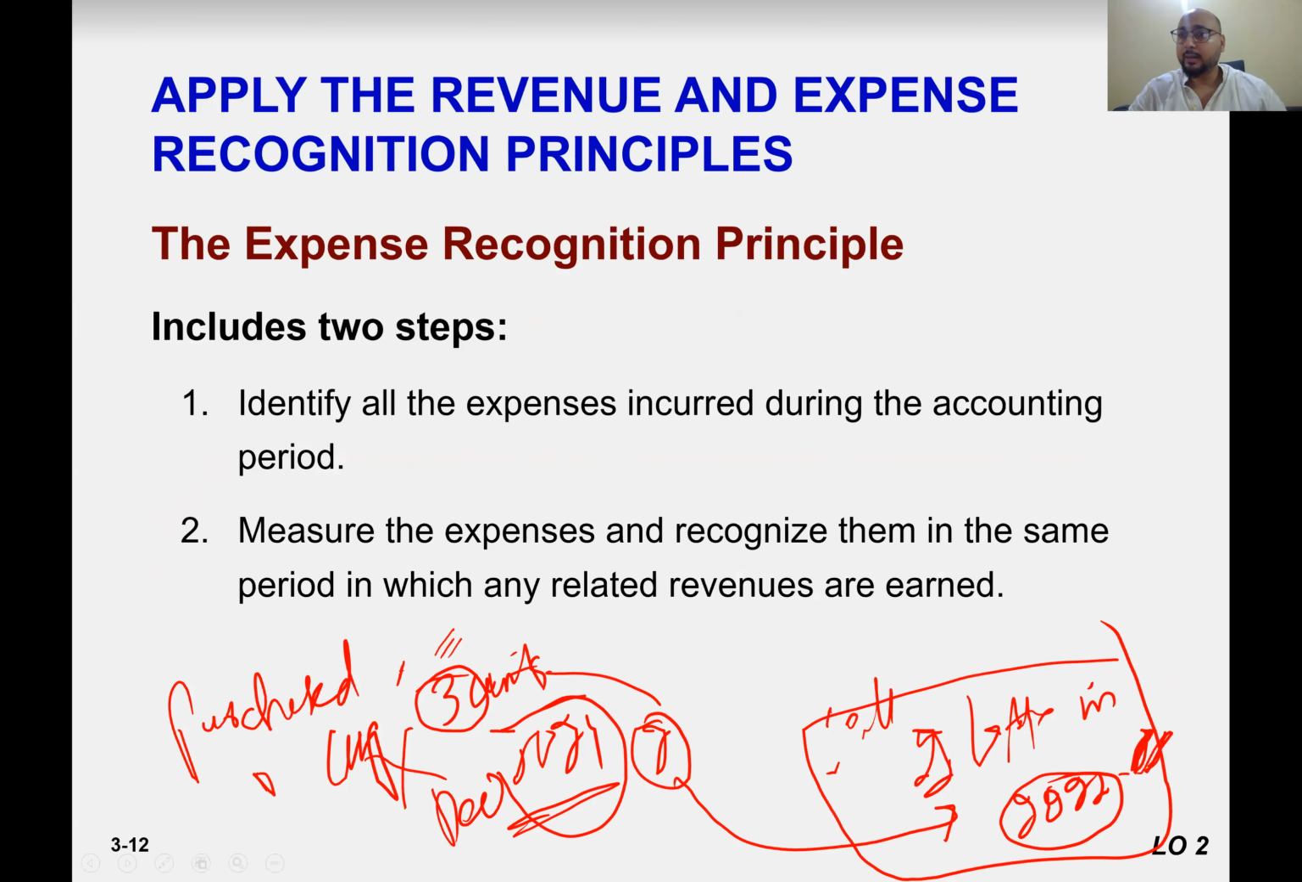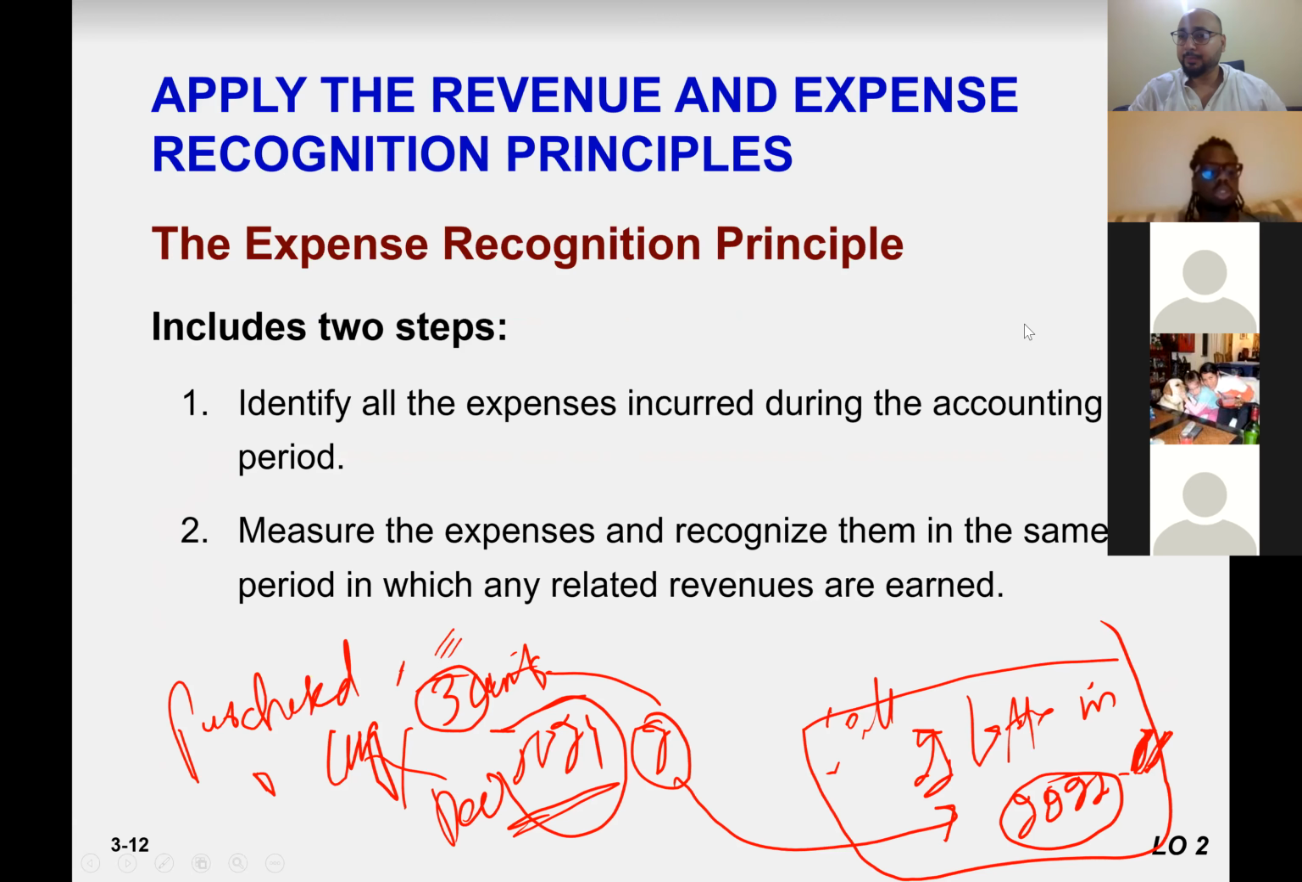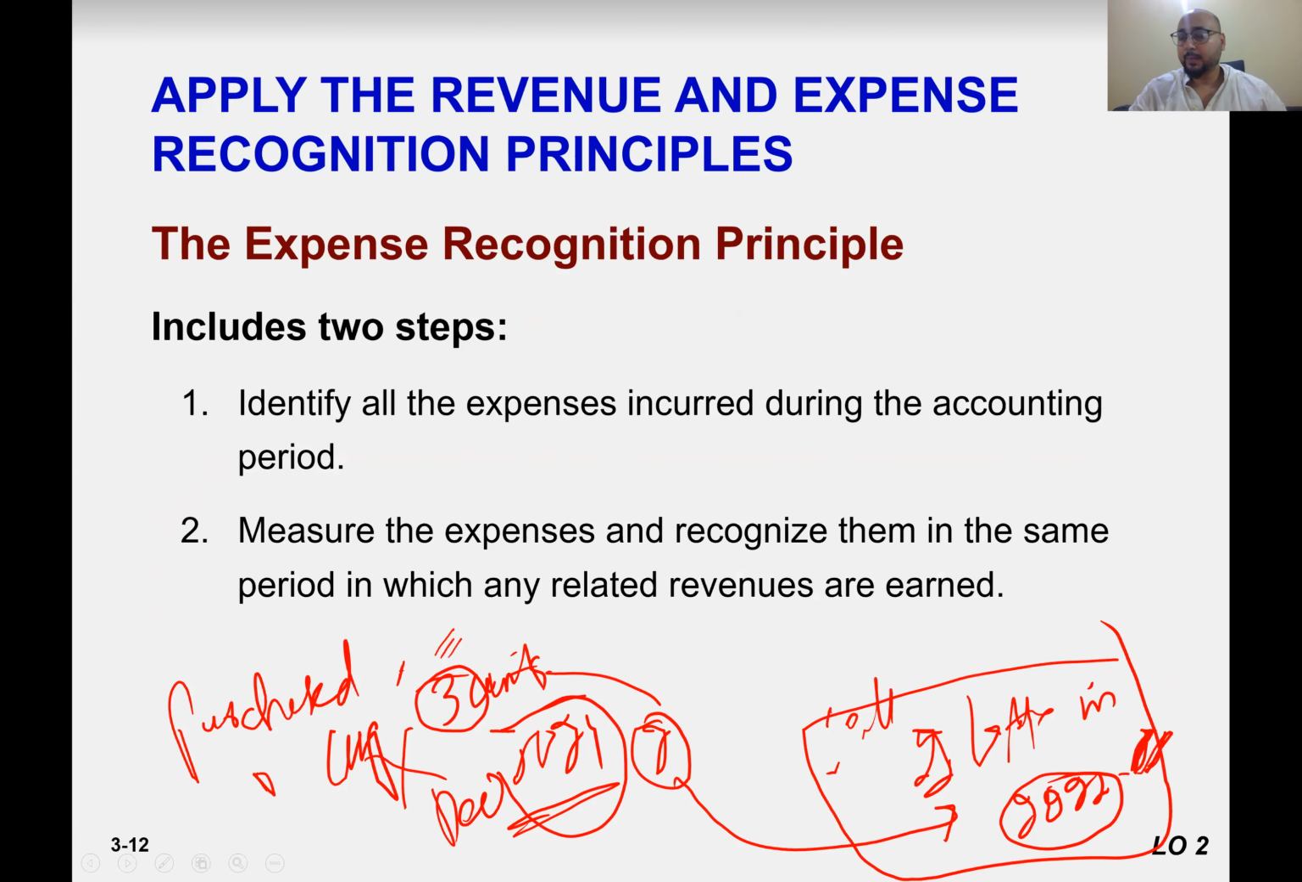You understand my point? Yes, I understand. Yep, yes, understood. Right? So that's what it means here.